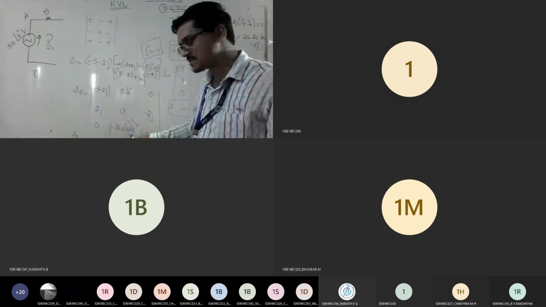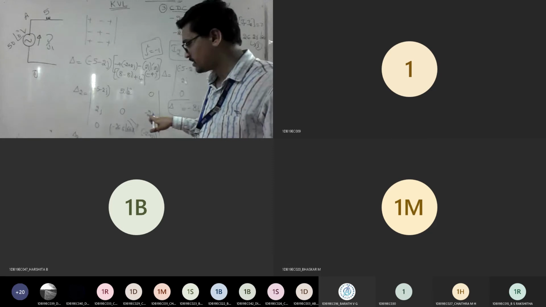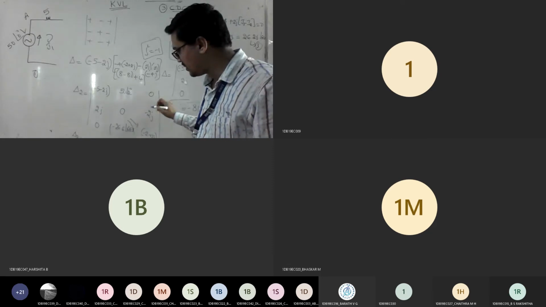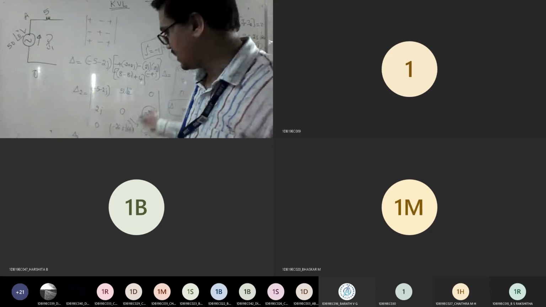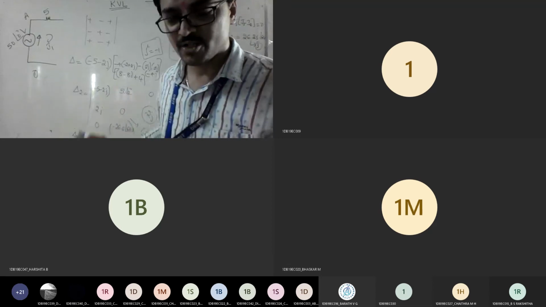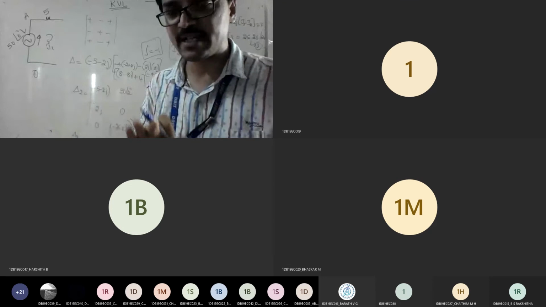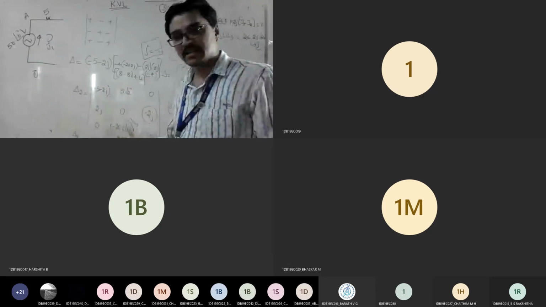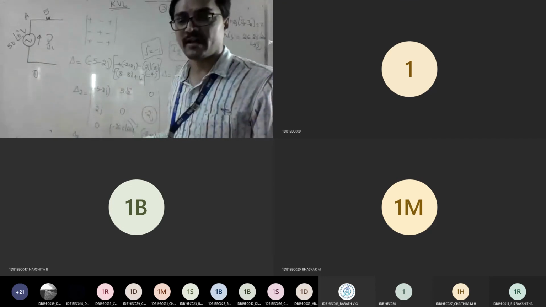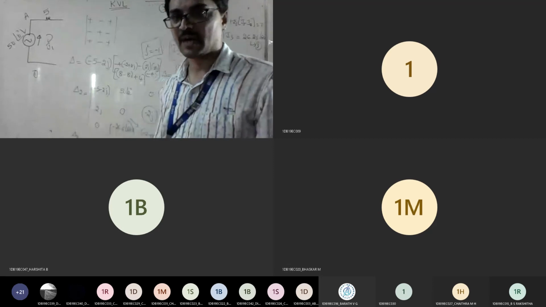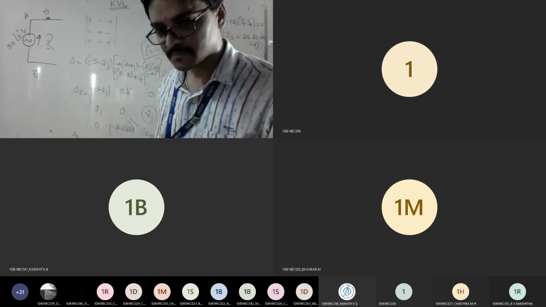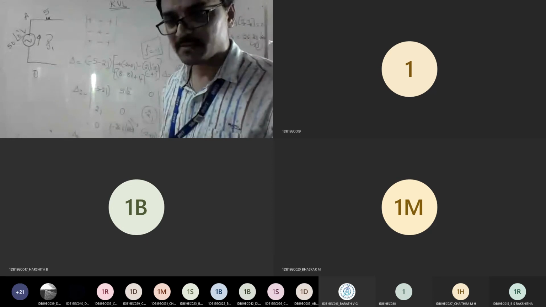Correct? So since this is polar form, to do multiplication I need to convert this minus 2j into polar form. Then I can do multiplication easily. But for your simplicity, better you convert this polar to rectangular, use complex mode in the calculator, and get the answer directly. Am I clear?